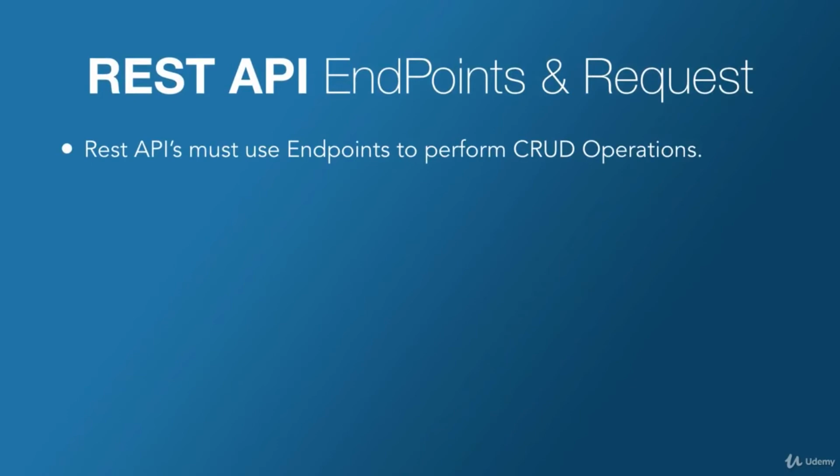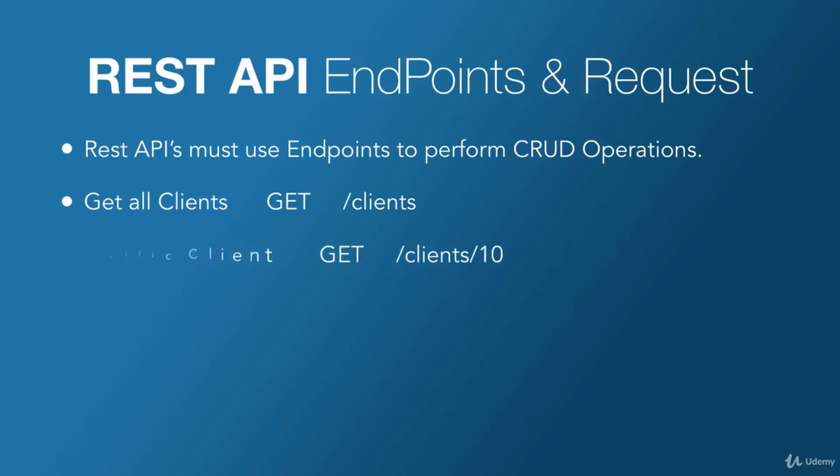REST API endpoints and request. A REST API must use endpoints, which at the end are URLs, to perform CRUD operations. So for example, if you want to retrieve all the clients in REST, you have to use a GET request, and normally it's going to be /clients, the endpoint. If you want to get a specific client, again, the request is going to be GET, and normally the URL is going to be /clients/the ID.